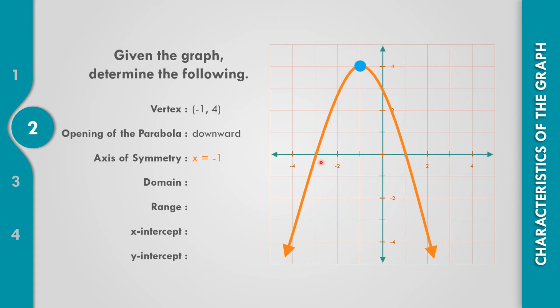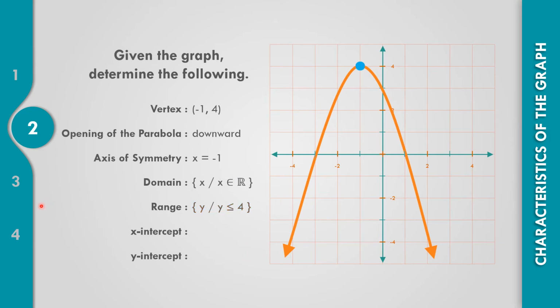And then the domain of the quadratic function, whether upward or downward, is x such that x is an element of the real numbers. The graph opens downward, so it means y is less than or equal to the value of k. The value of k is 4. So y such that y is less than or equal to 4.